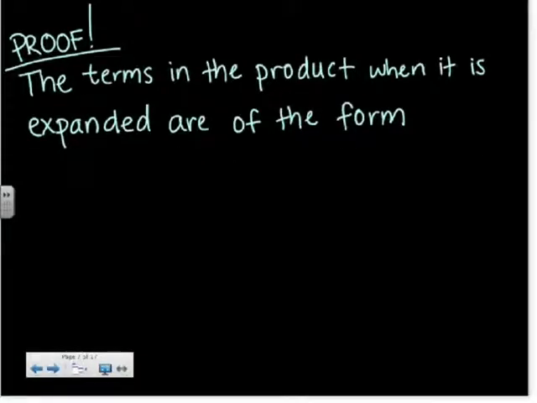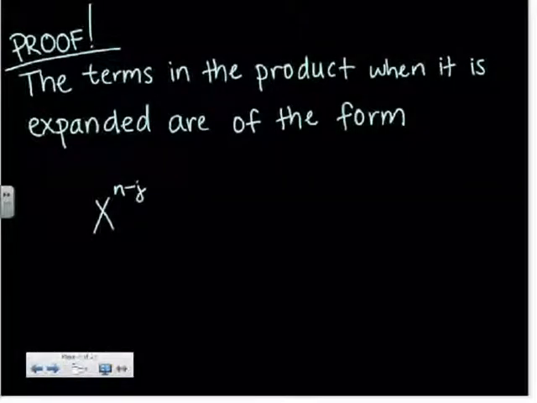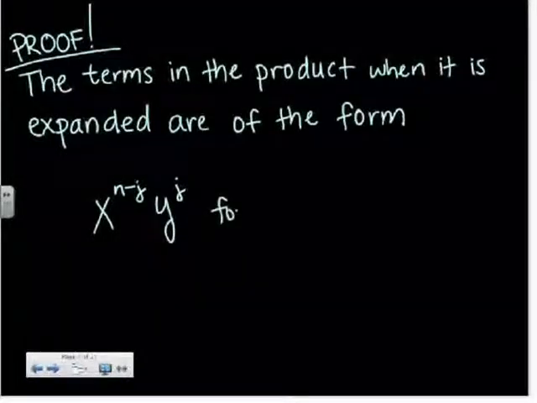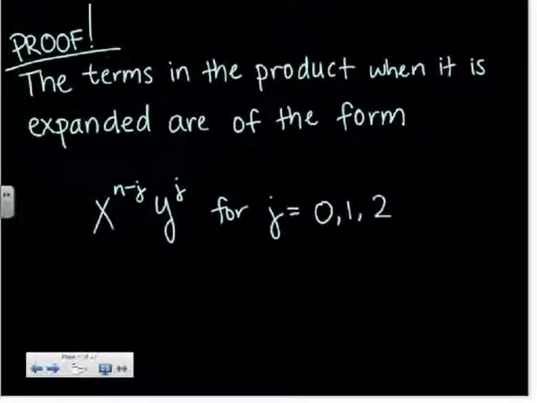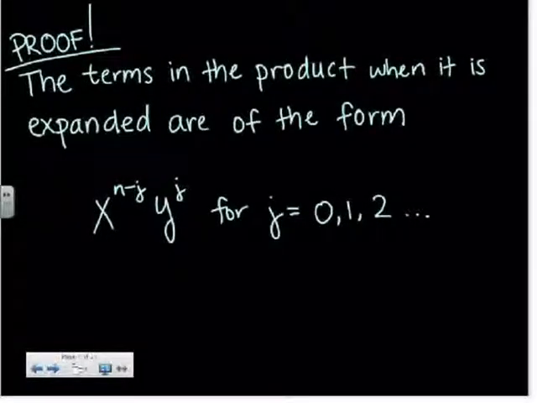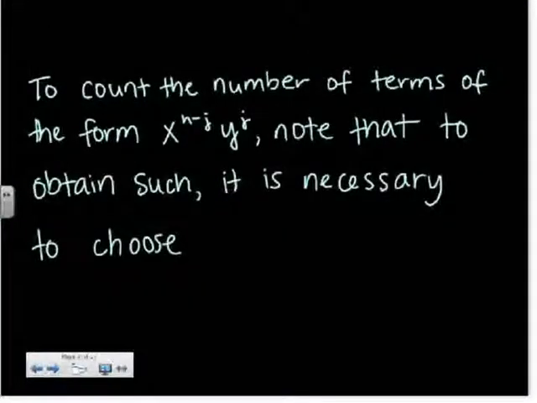To provide the proof of everything we've gone over, the terms in the product, when it is expanded, are of the form x to the n minus j times y to the j for j equals 0, 1, 2, dot dot dot, n.